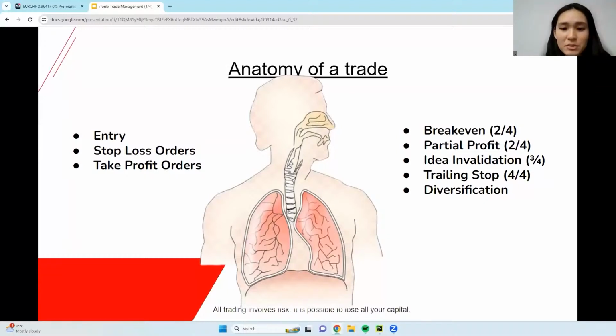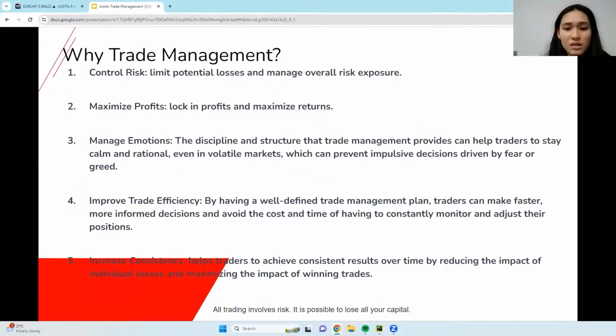So trade management basically refers to the process of managing open trades in the financial markets to maximize returns and minimize risk. Here are some reasons why it's important to have a proper trade management strategy. Firstly is to control risk. Trade management strategies such as stop loss orders and position sizing help traders to limit their potential losses and manage their overall risk exposure.